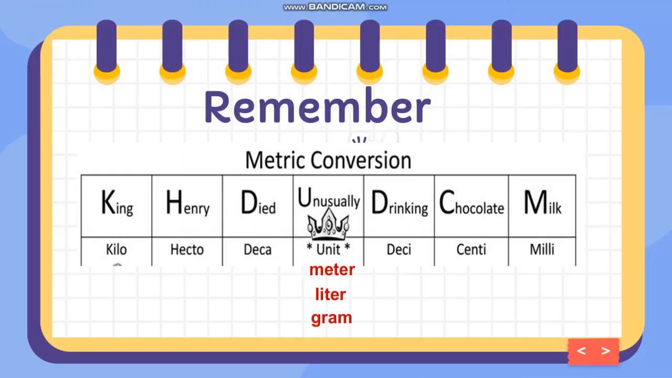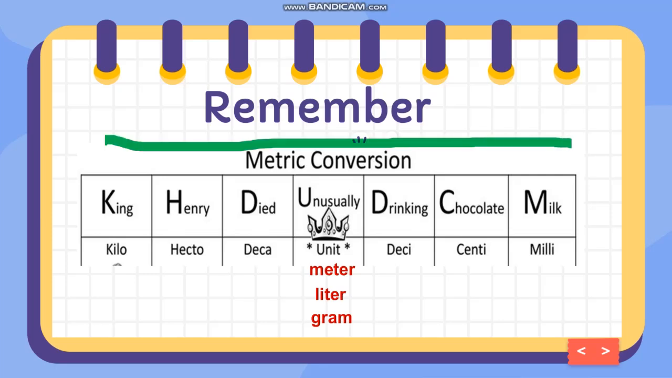So let's have a review. This is the metric conversion that I want you to remember always for the three lessons that we discussed: the metric units of capacity, the metric units of length, and now the metric units of mass. As I told you before, from the larger unit to the smaller unit, that is always multiplied by 10 every movement. For example, from kilometer to hectometer, that is multiplied by 10. From hectometer to decameter, another multiplied by 10. Decameter to meter or liter or gram, that is multiplied by 10.